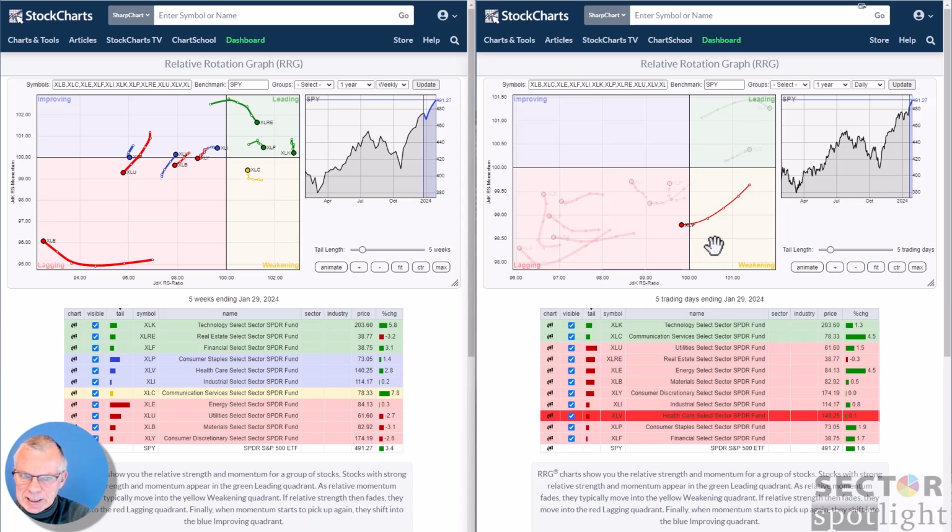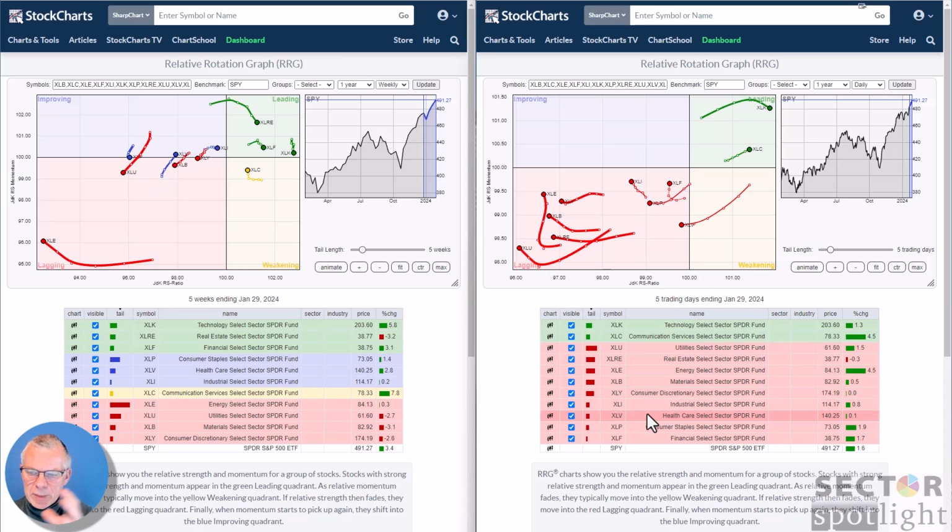Healthcare is moving into the lagging quadrant, and that is conflicting with that weekly tail, as we've seen here on the left-hand side. So mixed signals for healthcare. It's joining utilities and staples in the lagging quadrant, and we keep technology and communication services in the top right-hand corner. The other sectors are still moving on, pretty much continuing what they were doing last week.